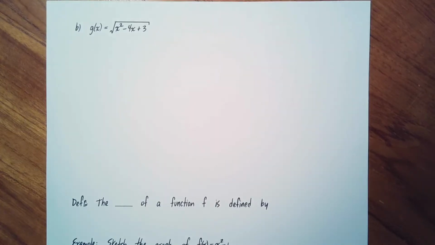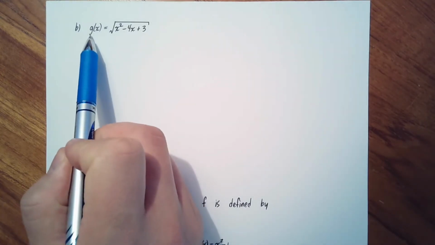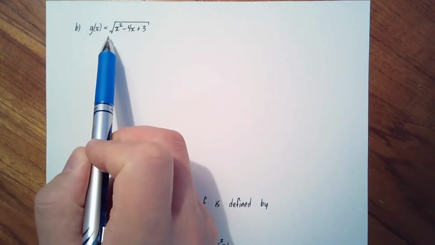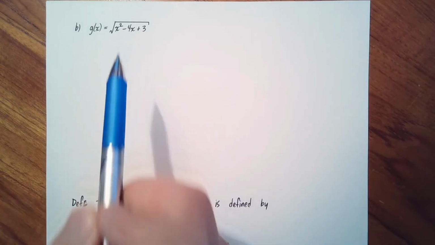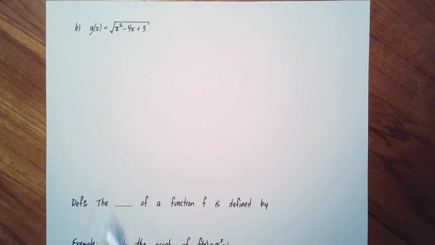Okay, so let's do another example. Remember the instructions for this example were find the domain of each function. So our second function here is g of x, which is defined by the rule where the output value is determined by the square root of x squared minus 4x plus 3. Remember, x is your input value.